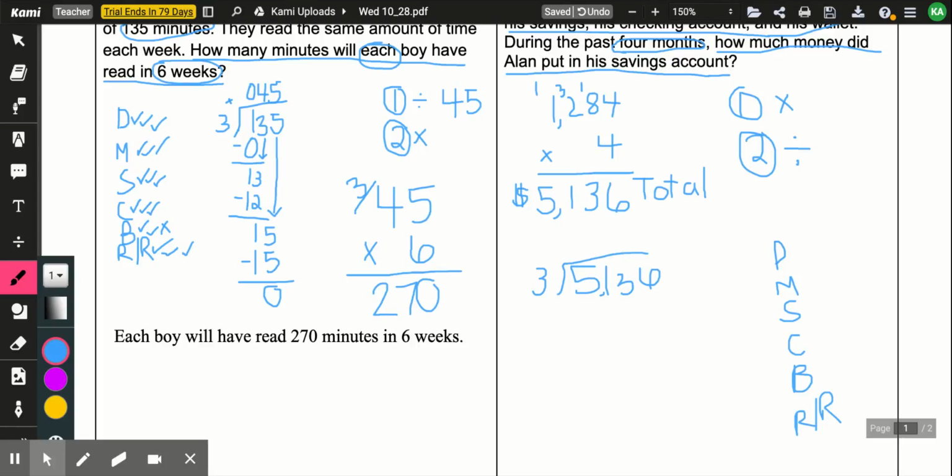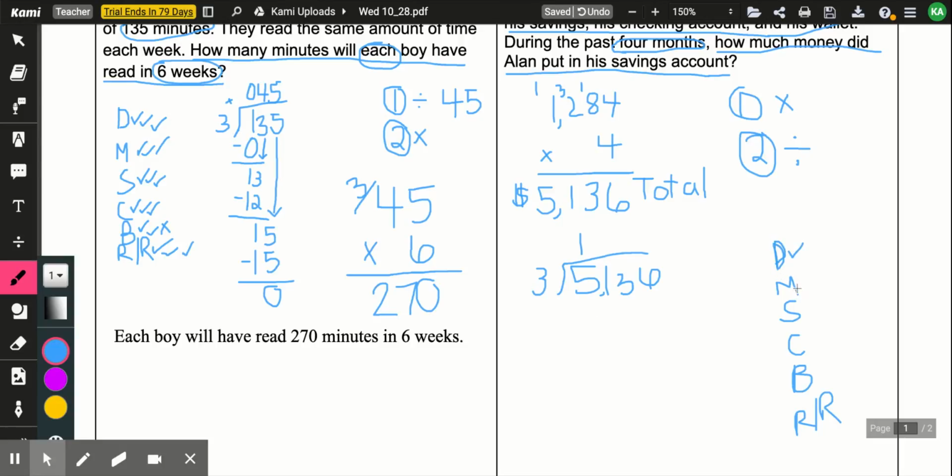All right, so when I divide, what is going to be my first step? We're going to see how many times 3 can fit into 5. Well, let's count by 3s. 3, 6, oh, too many. How many times can 3 fit into 5? Only 1 time.